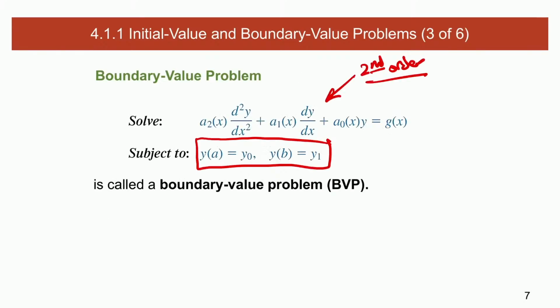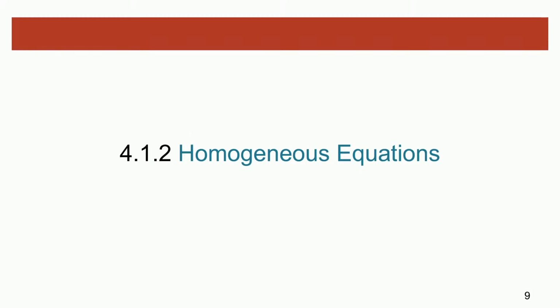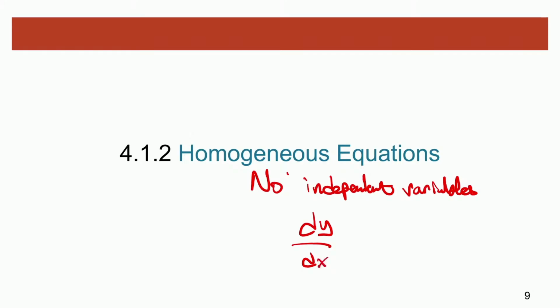Okay, so what we're focused on, at least for the time being, is what's going to be called homogeneous equations. Homogeneous equations, we've already had these before. There's no independent variables. Technically, that's not true, because here, I'll just give you an example. dy over dx is equal to y. That is homogeneous. So technically, there is an independent variable. The independent variable is x.